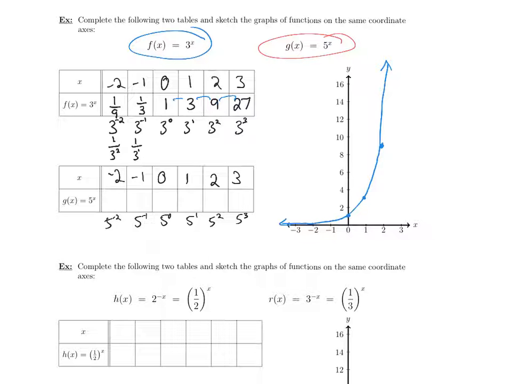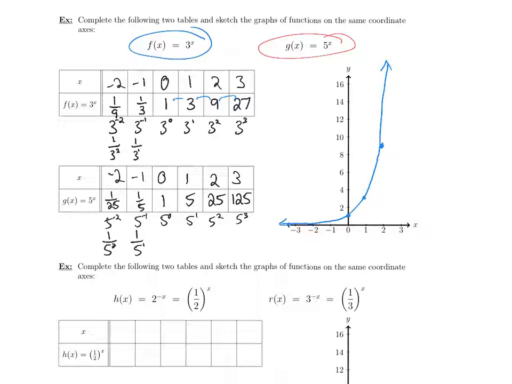And when we simplify these, we have 1 over 5 squared, which is 1/25, which is very close to 0. 1 over 5 to the 1, which is just 1 over 5. 5 to the 0 is 1. And then 5 to the second power is 25. And 5 to the third power is 125. So we can see the spiking pattern is already beginning when it comes here, to the point where we really aren't even getting it on this little graph right here.